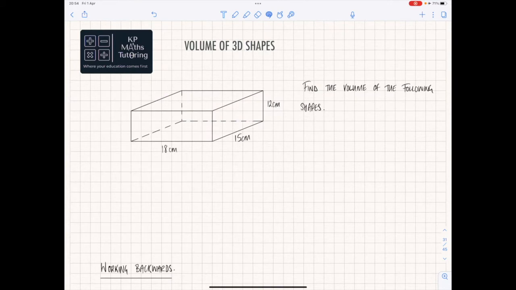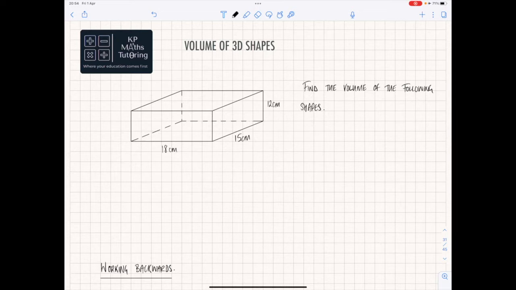So in this one we're going to be looking at volume of 3D shapes. Could be in foundation, could be in higher, but I'm just going to go through the basic skills of how you find the volume of a shape and the variety of different shapes that we could be asked to find the volume of. So let's jump straight in.